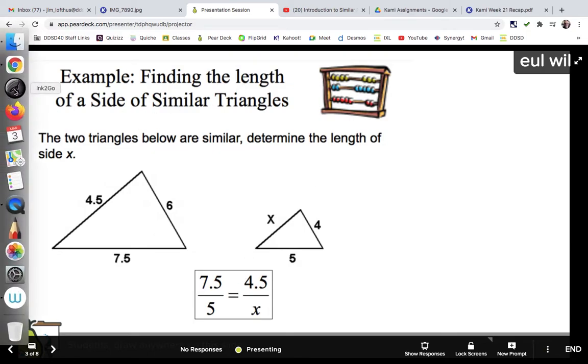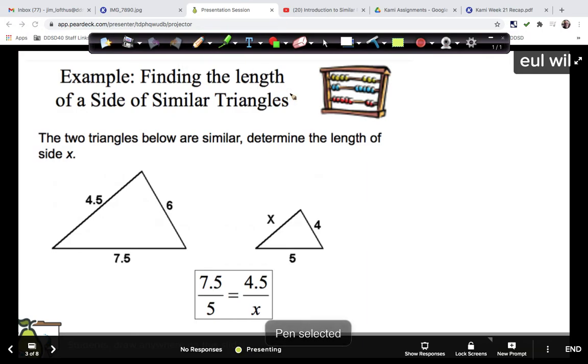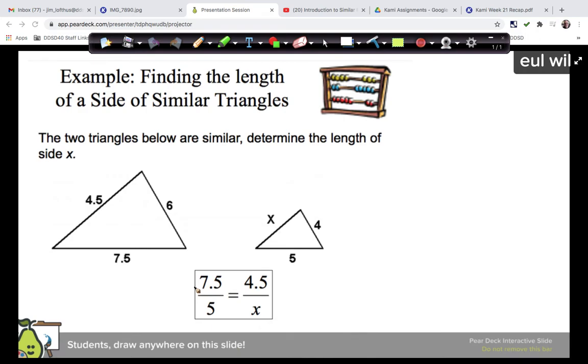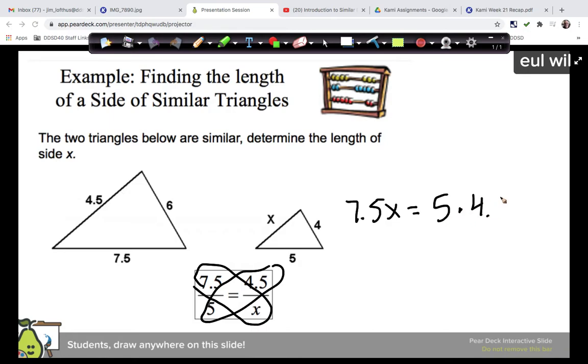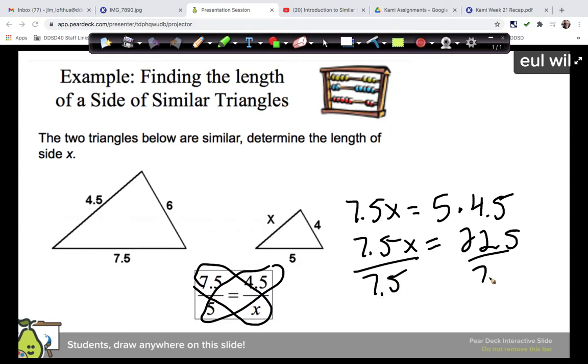So we're going to, again, use cross products. So 7.5 times x equals 5 times 4.5. 7.5 times x is equal to 22.5. And if we divide that by 7.5, we get 3. X is equal to 3.